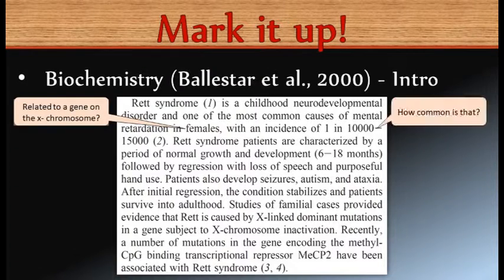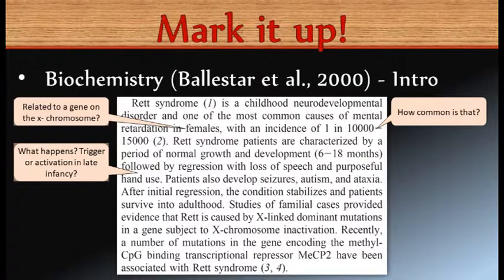How common is that? Rett syndrome patients are characterized by a period of normal growth and development, 6 to 18 months, followed by regression with loss of speech and purposeful hand use. What happens? Triggers or activation in late infancy. Patients also develop seizures, autism, and ataxia. After initial regression, the condition stabilizes and patients survive into adulthood.